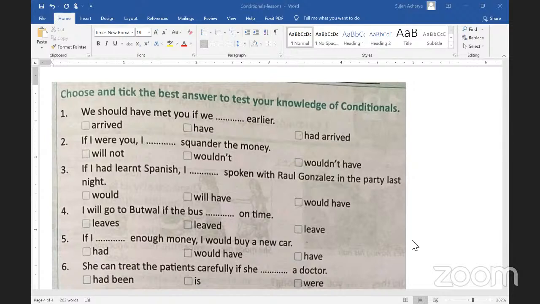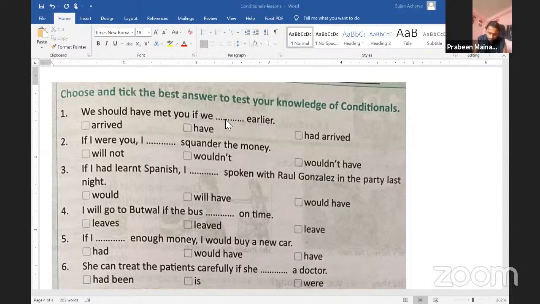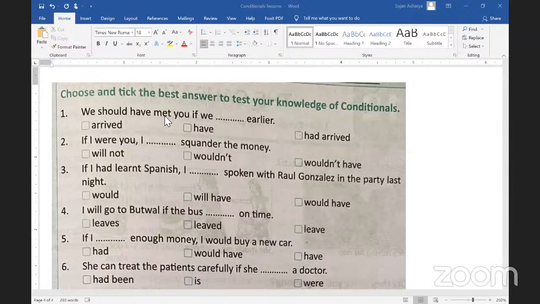We should have met if we had arrived. Yeah, had arrived. Past perfect. Why? Should have plus V3 is here. If on one side we have should have, would have plus V3, means this is third conditional. Number 2, if I were you, hypothetical situation, I plus simple past means second conditional.